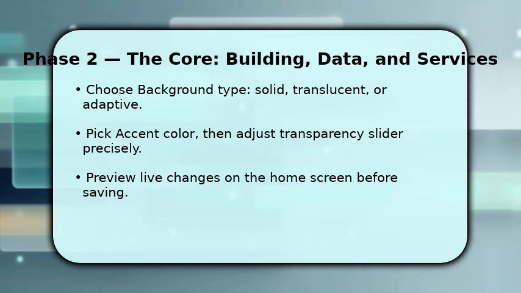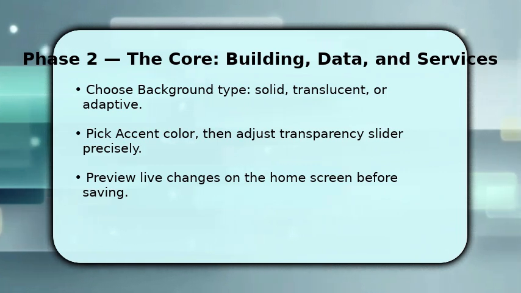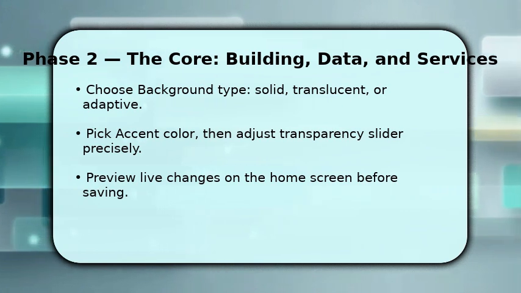Next, pick an accent color. You can tap suggested swatches or use custom color wheels if available. Then adjust the transparency slider. Small steps matter, so nudge it until the balance between visibility and contrast is right.